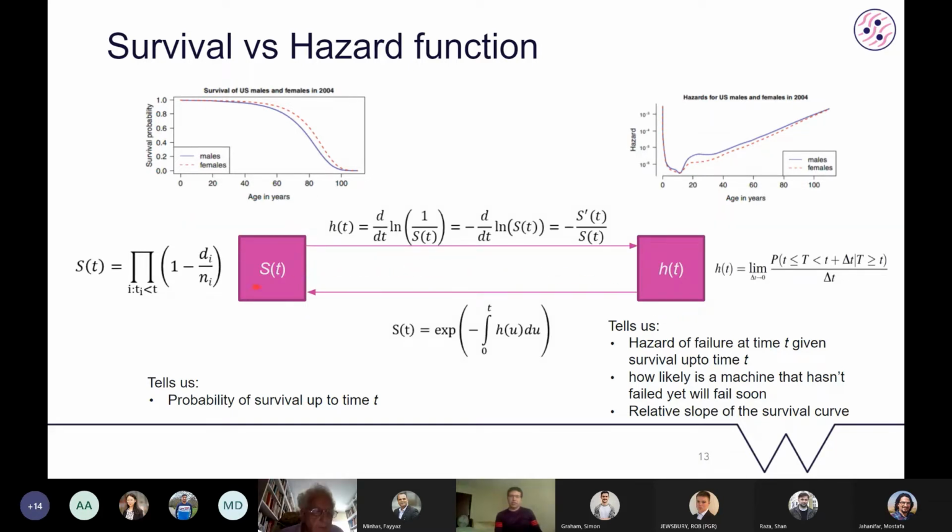These two functions, the survival function and the hazard function, they are related by this equation. So if you have the survival function, you take the log derivative of the inverse survival function, and we will get the hazard function. And in the reverse, if you integrate the hazard function from 0 up to a certain time, and take the exponential, you will get back your survival function.